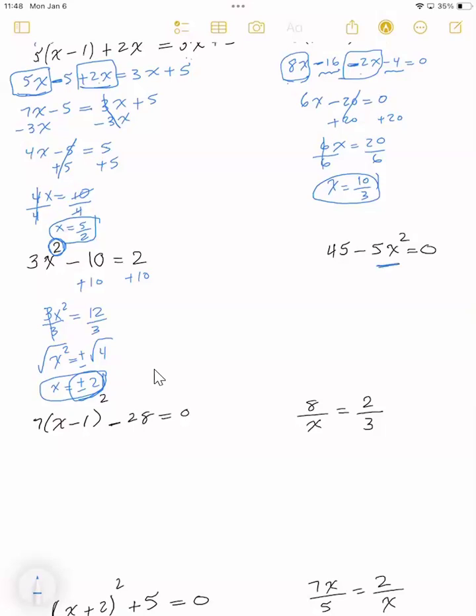Again, I have one x term. I have to get rid of the number that is being added or subtracted. I see that I have a positive 45, so I subtract 45 from both sides.